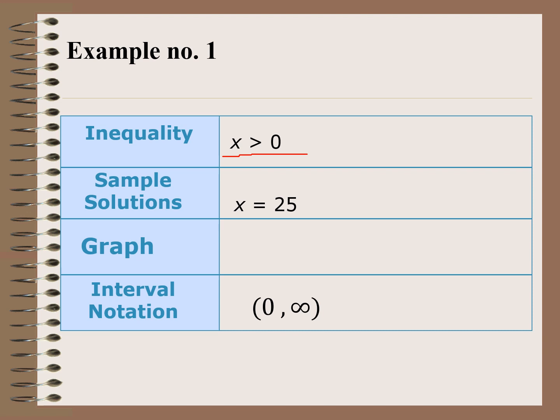Now here in the symbol, it says "is greater than." There is no bar here which would say "greater than or equal to." So in the example, x is greater than 0. Zero is not a solution of this inequality, because it says x is greater than 0. So what are the possible values?